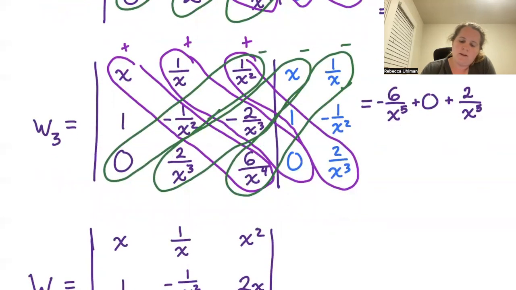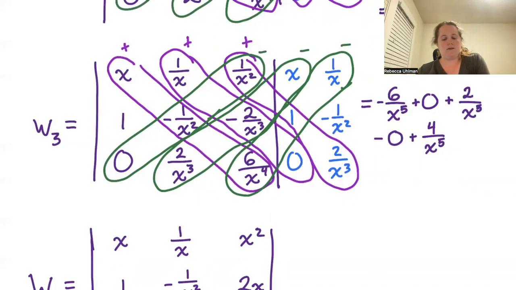Our first backwards diagonal is just 0, so we're subtracting off 0. Then we are subtracting off x times negative 2 over x cubed times 2 over x cubed. This is subtracting off negative 4 over x to the fifth, in other words, adding 4 over x to the fifth. And then our last backwards diagonal, we have subtracting off 1 over x times 6 over x to the fourth. So we are subtracting 6 over x to the fifth. In this case, the 2 over x to the fifth and 4 over x to the fifth counteract one of those, negative 6 over x to the fifth, and we are just left with 6 over x to the fifth.